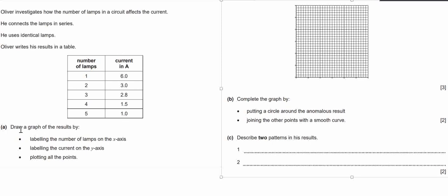Question A. Draw a graph of the results by labeling the number of lamps on the x-axis, labeling the current on the y-axis, and plotting all the points. So this is a plotting a graph question. Question B. Complete the graph by putting a circle around the anomalous result, joining the other points with a smooth curve. Question C. Describe two patterns in his results. So this is a patterns and complete the graph question.